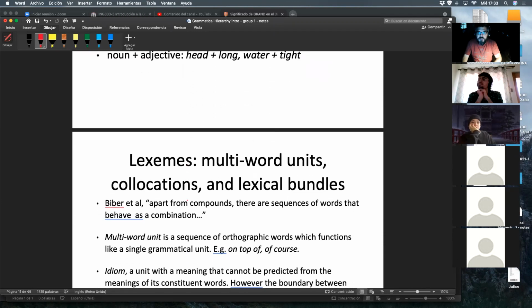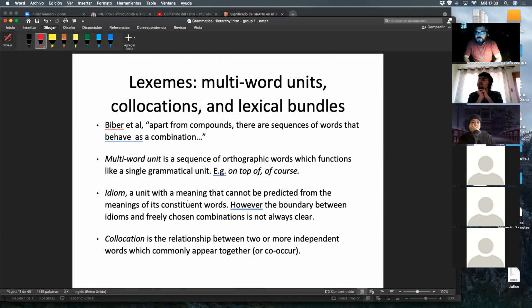Okay, let's move on. Lexemes, multi-word units, collocations, and lexical bundles. Weber et al.: apart from compounds, there are sequences of words that behave as a combination, right? We already talked about this. A multi-word unit is a sequence of orthographic words which functions like a single grammatical unit. Oh, this is new. So whenever you see on top of or of course, you're not seeing 3 lexemes and 2 lexemes. You're just seeing 1 lexeme and 1 lexeme. The problem is the following. On top of is one single preposition. And of course, I think it is one single preposition.